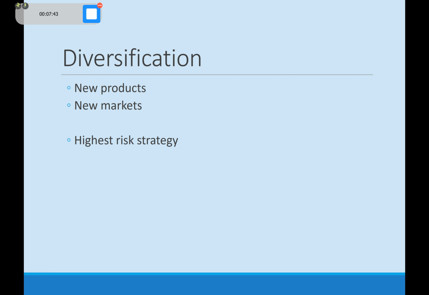So if a company is going to do something like this, it's going to be really important that they investigate the market and understand the customer base that they're targeting as well. But so there we have it. With Ansoff, we have 4 different strategies that can be adopted: market penetration, product development, market development, and diversification.